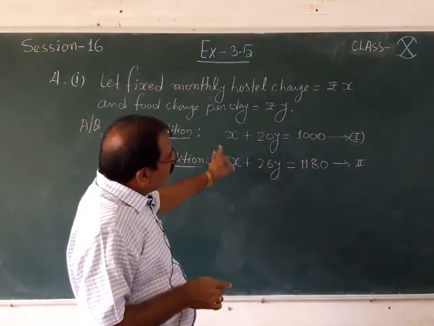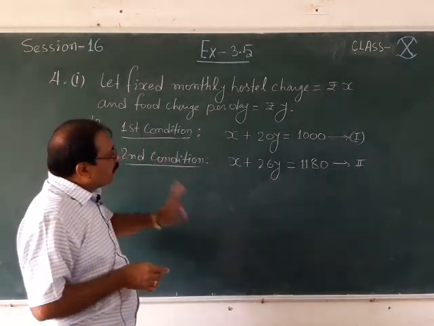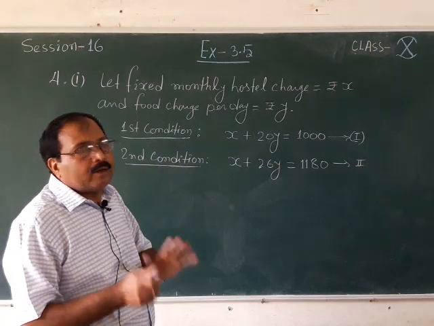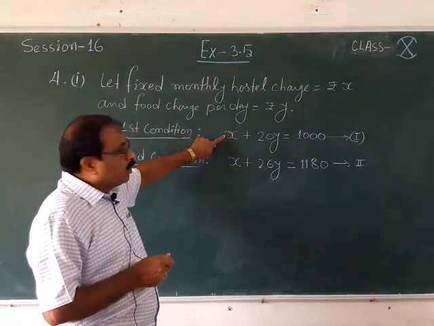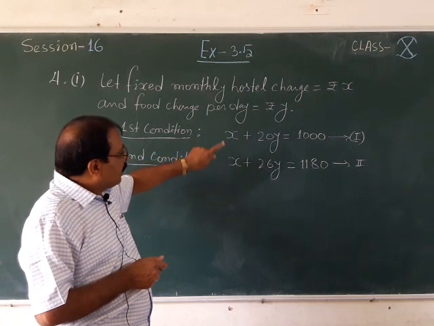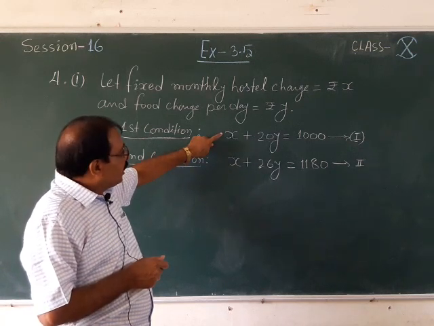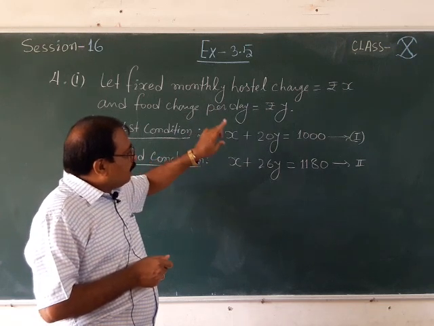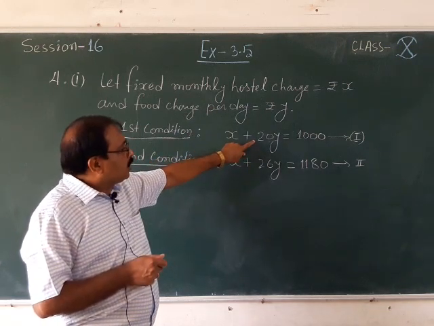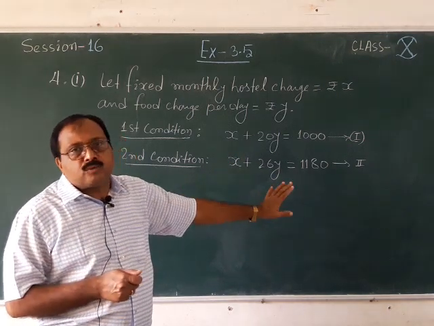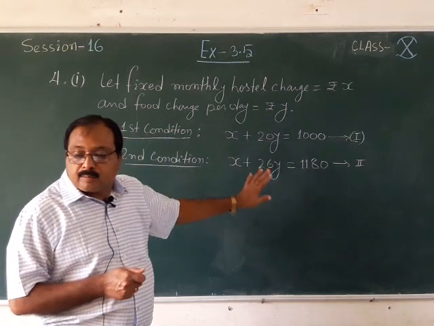Now first of all, on the rough side, just try to check whether a solution is available or not. First of all, the value of a1 is 1 and a2 is also 1. That means a1 by a2 is 1 upon 1, that means 1. And b1 by b2 is 20 upon 26. It is clear that a1 by a2 does not equal b1 by b2.